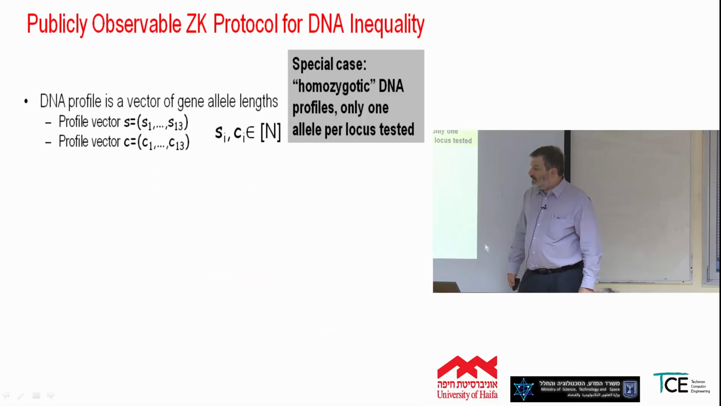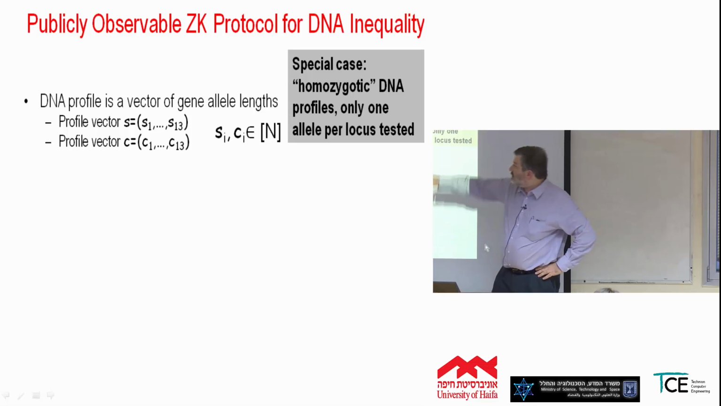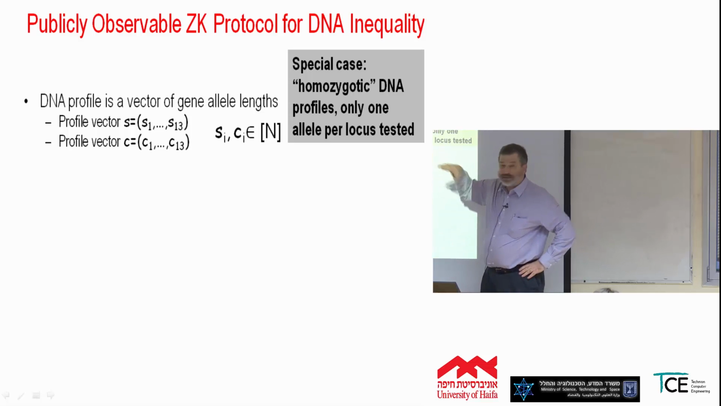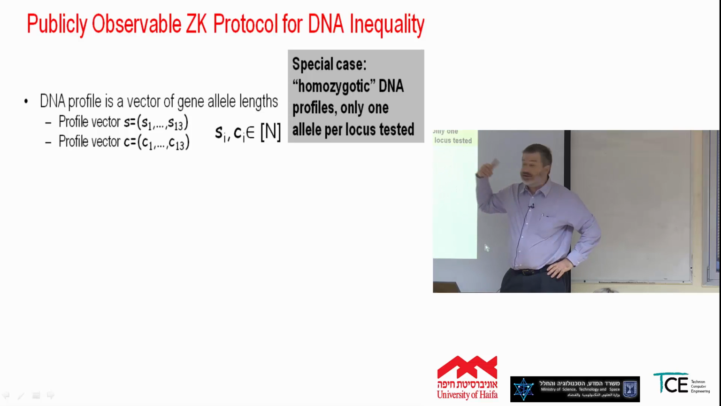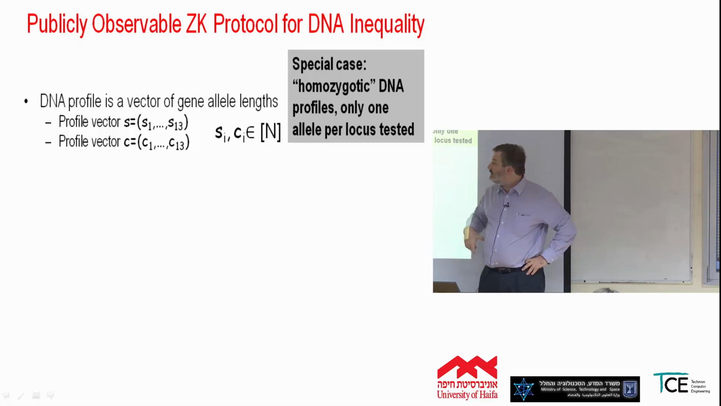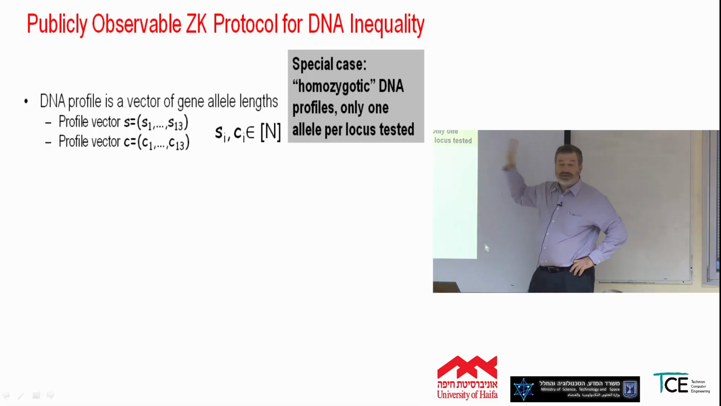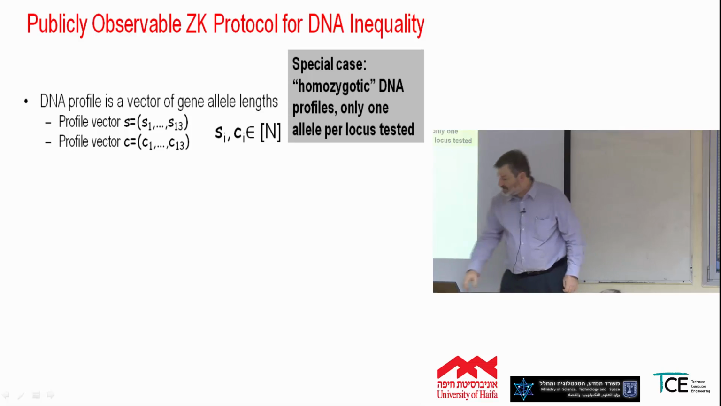And so here is the point. Look at it this way. We have two vectors. The suspect's profile, which we said is a vector of length 13, at least in the US. So we have a vector S1 up to S13, and the profile vector is C1 up to C13. And we are going to assume that they're homozygote, so we don't have the issue of two chromosomes, otherwise it wouldn't be as nice as this.